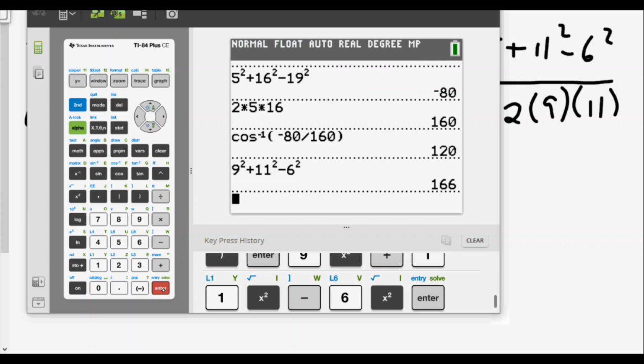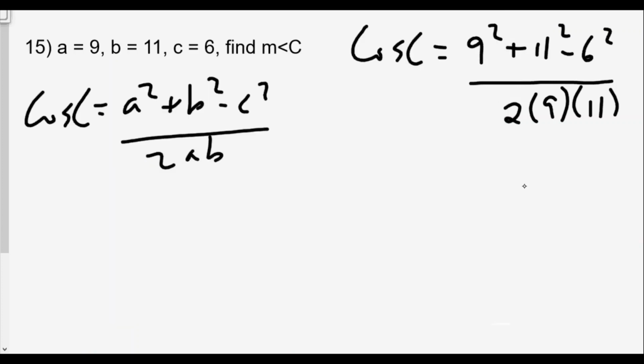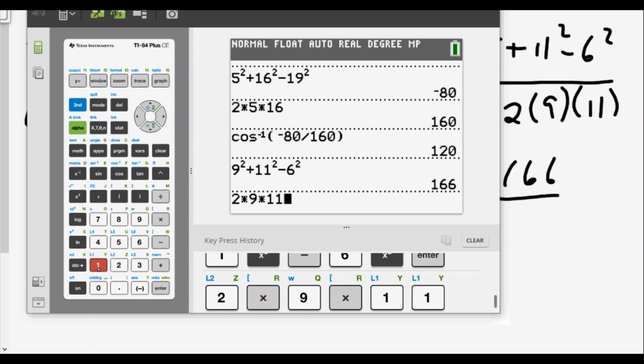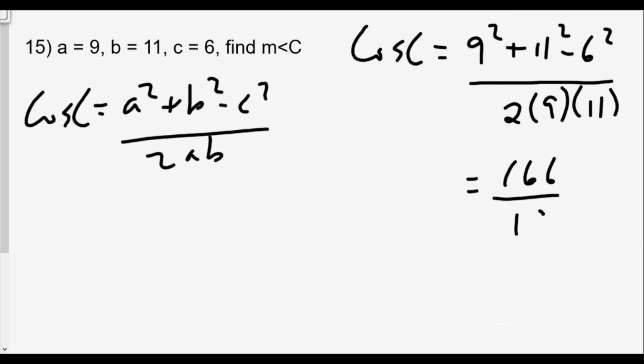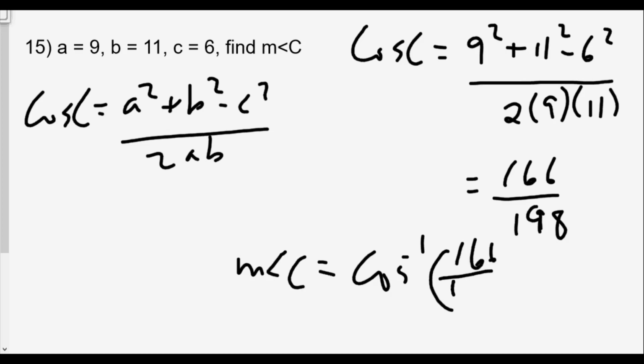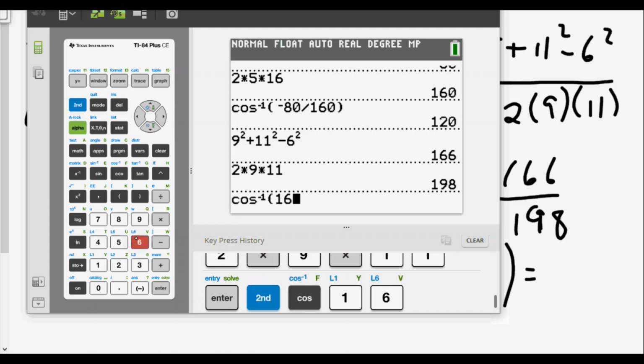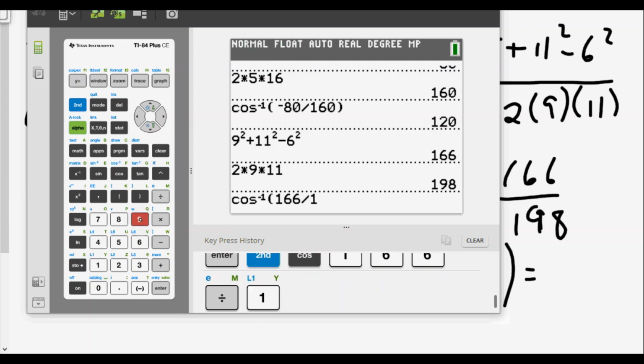Okay, and we get 166. So we have 166 over, now, 2 times 9 times 11, and we get 198. So that means we're going to take the cosine negative 1 to find angle C. The measure of angle C equals cosine negative 1 of 166 over 198. We do not need to simplify, because the calculator will take care of it for us. Cosine negative 1 of 166 divided by 198.